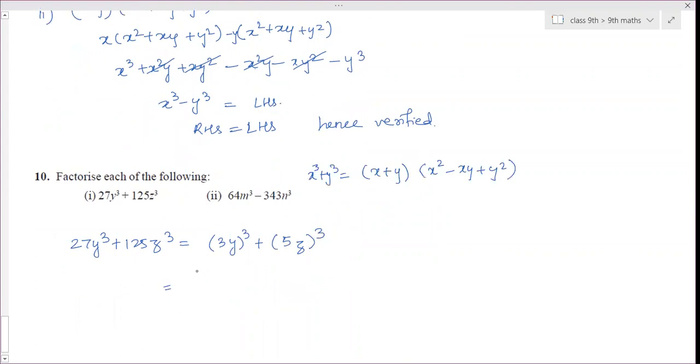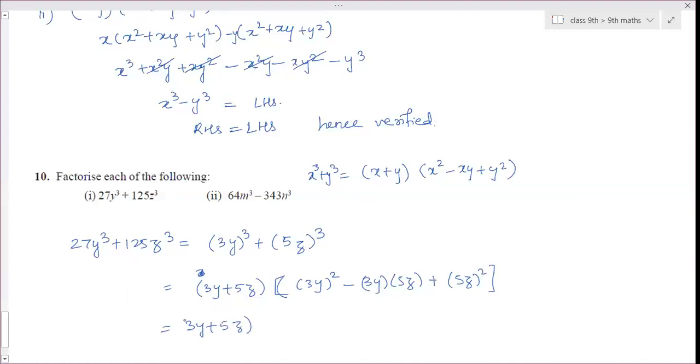So write this. What is the value of x we got? 3y, and the value of y is 5z. So 3y plus 5z, one bracket. Then the second bracket is square of the first term, 3y whole square, minus product of both the terms, 3y into 5z, plus square of the second term, 5z whole square. So this is equal to 3y plus 5z into 9y square minus 15yz plus 25z square.